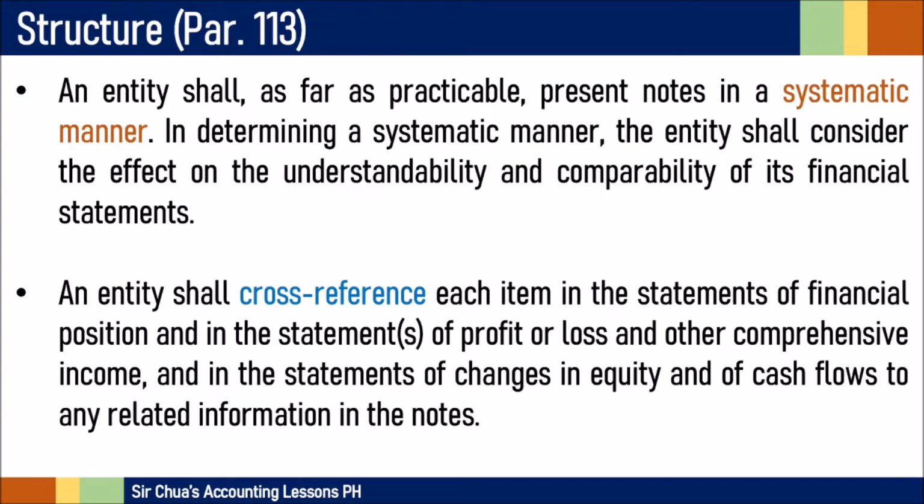Okay, so the standard tells us that in the preparation of your notes to FS, it shall be properly cross-referenced. If you presented the details of your operating expenses and it's 1 million in total, then your operating expenses in your income statement should also be 1 million as presented in the face of the FS. That is the requirement as to your structure.